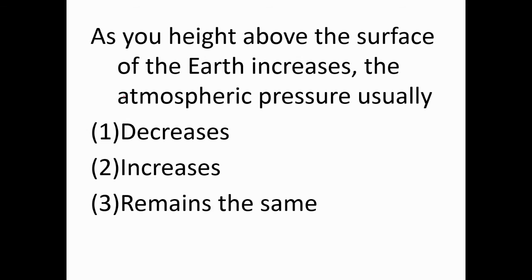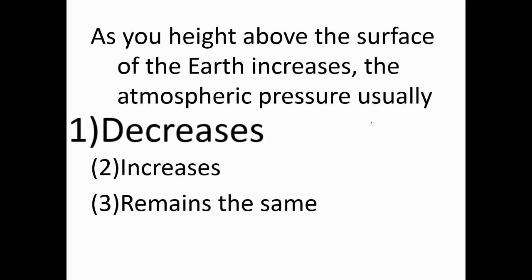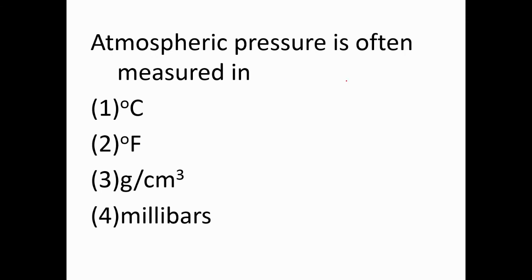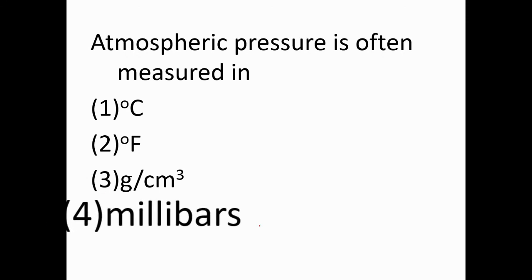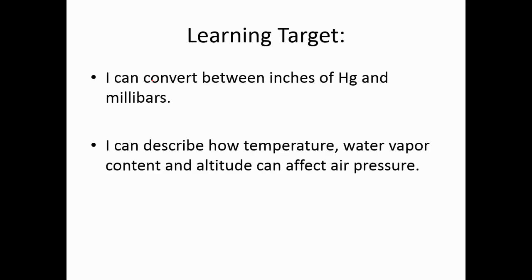As your height above the surface of the Earth increases, the atmospheric pressure usually decreases. Atmospheric pressure is often measured in, okay, so these two are temperature. This is density. The answer is millibars. Atmospheric pressure is a result of what property of air? It is weight. It is the weight of the molecules around us.